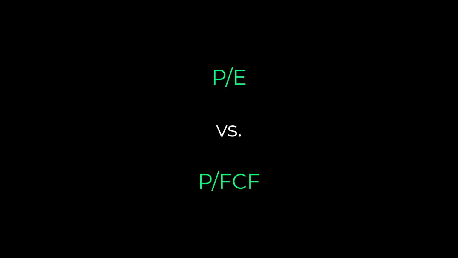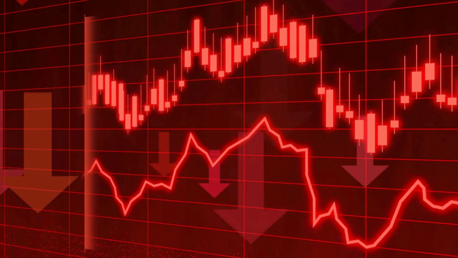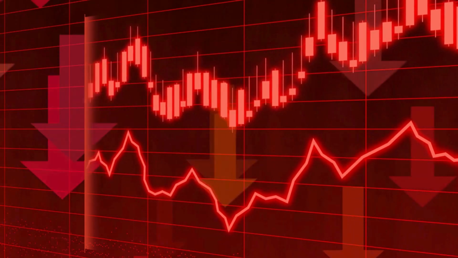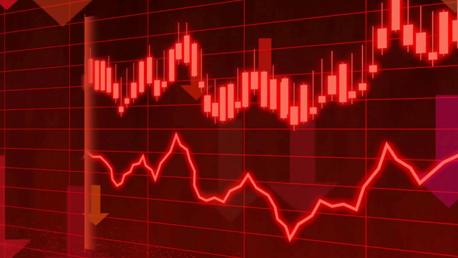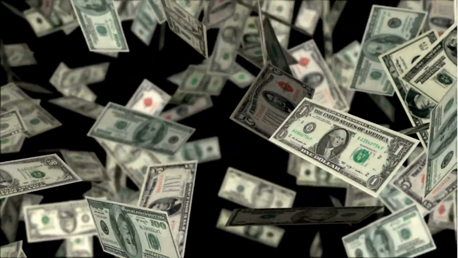So the price to free cash flow ratio is a much more precise metric, especially when comparing similar companies within a sector. This metric can give you insights into the true financial condition of a company, and thus it can give you an edge in your research and analysis. This is particularly true in market downturns, when cash flow is a really important part of the investment decision. Investors are less focused on growth and ideas, and they're more focused on cold hard cash.